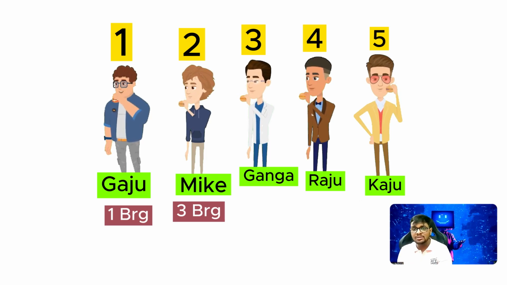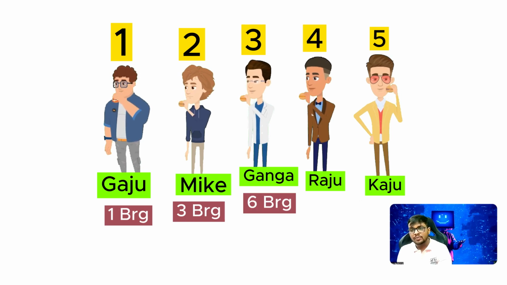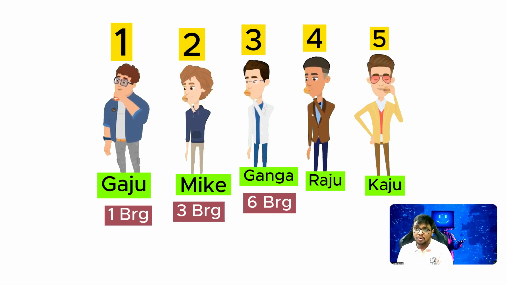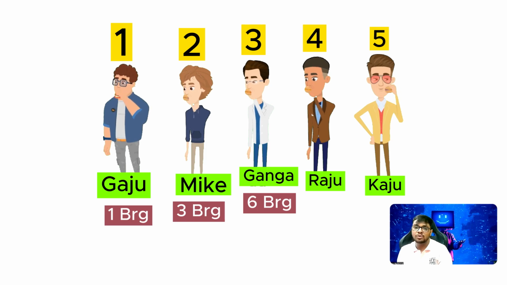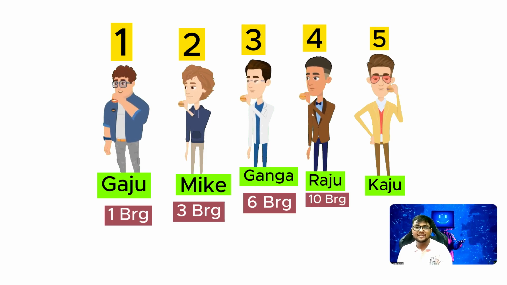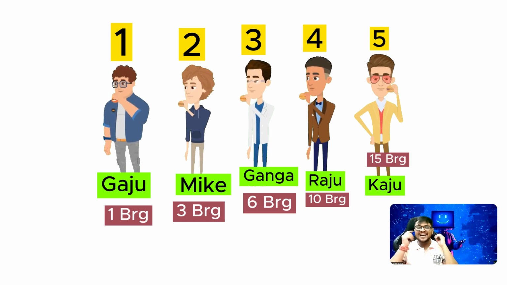So Gangadhar's number is 3, 3 plus 3. So Gangadhar got here 6 breads. Now in the same way, Gangadhar would tell the next person behind him, 6, and his number, that is Raju's number, is 4 here. So 6 plus 4, he got 10. And see, the problem for Kaju is solved. He got 10 here, his number is 5, 10 plus 5, that is 15.